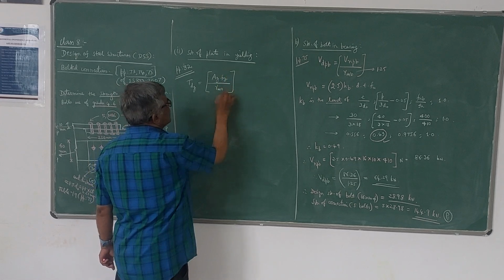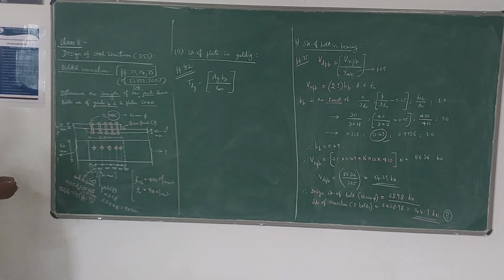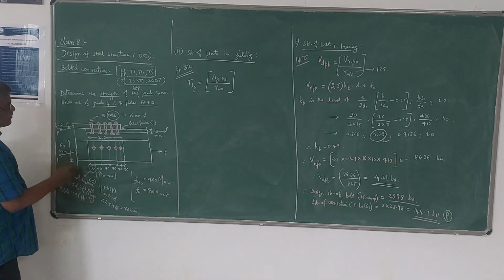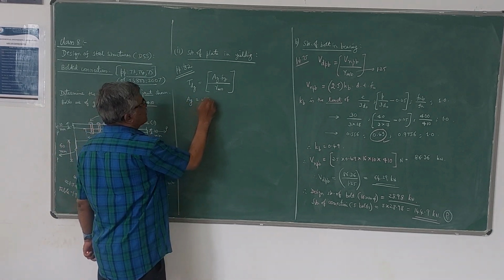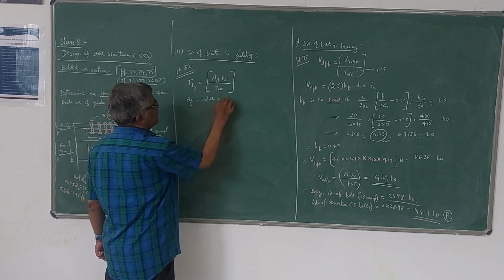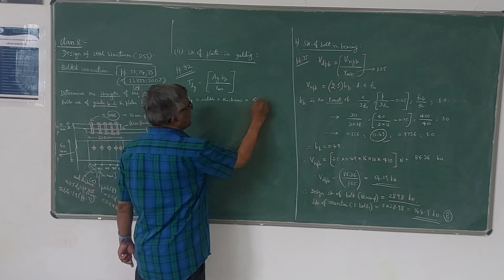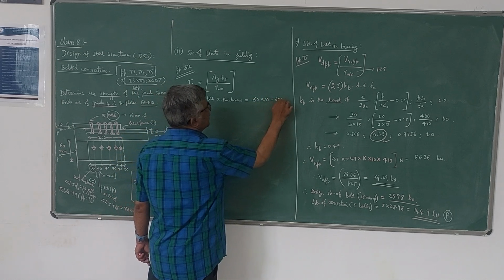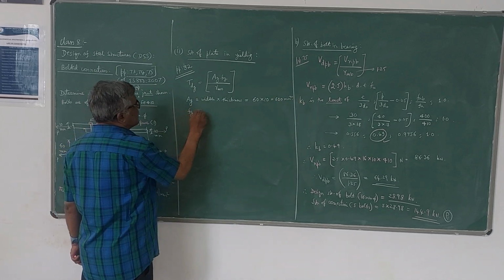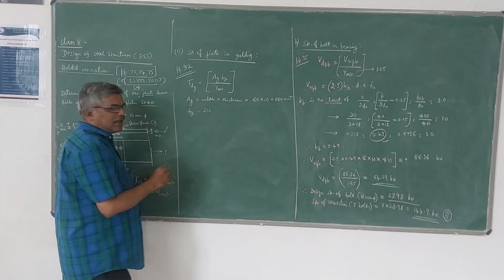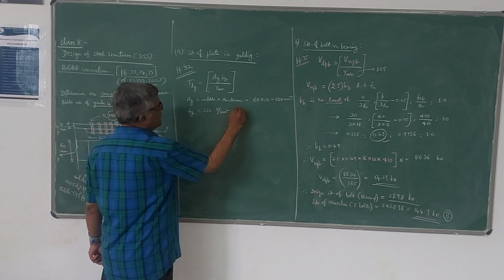Here, Ag is the cross-sectional area of the plate. The width of the plate is 60 mm, and the thickness of the plate is 10 mm. So Ag is given by width of the plate into thickness of the plate, which is 60 mm into 10 mm, so 600 mm square is the value of Ag here. For Fe 410 grade steel, the Fy value, unless otherwise given, is 250 Newton per mm square. This is a standard value.